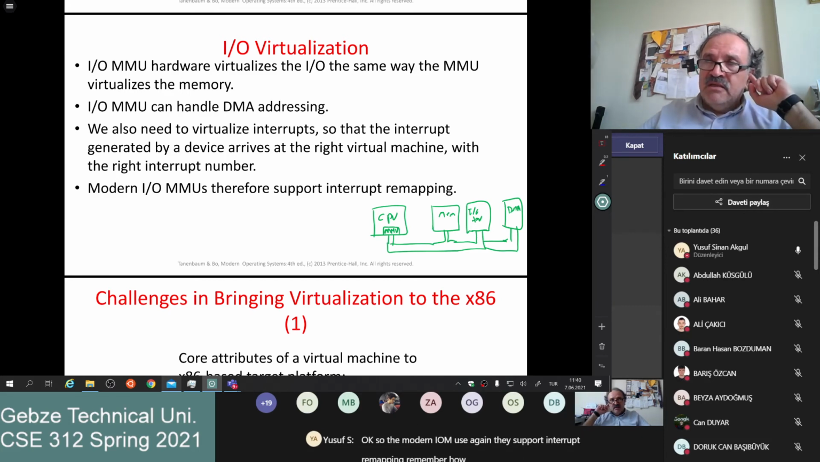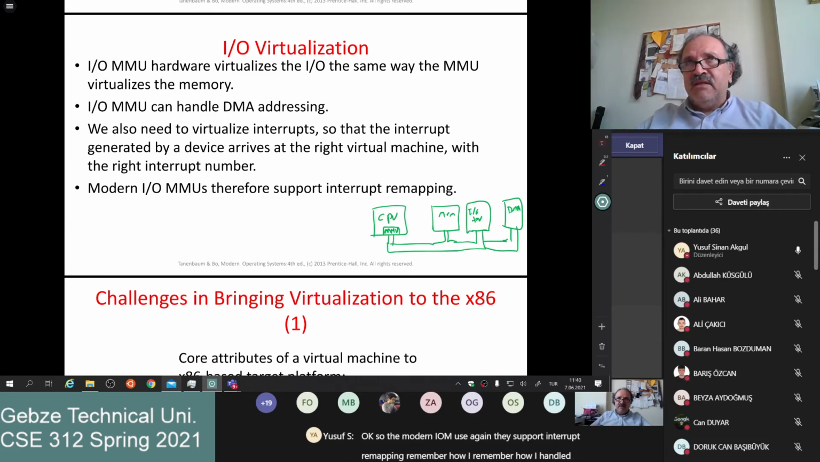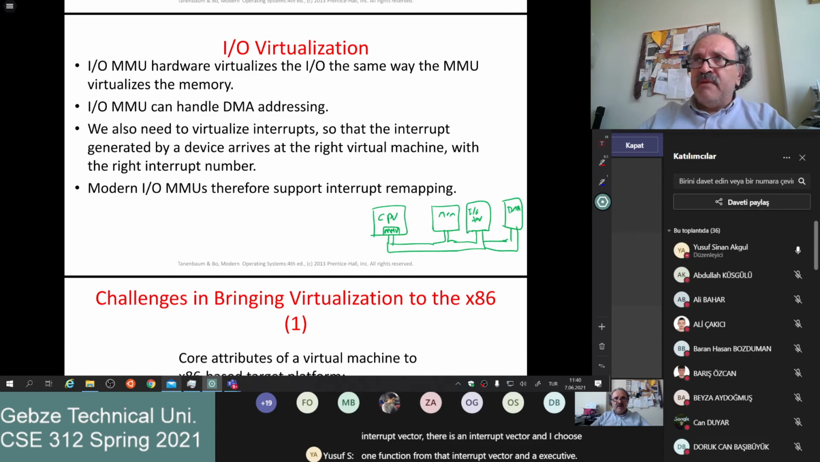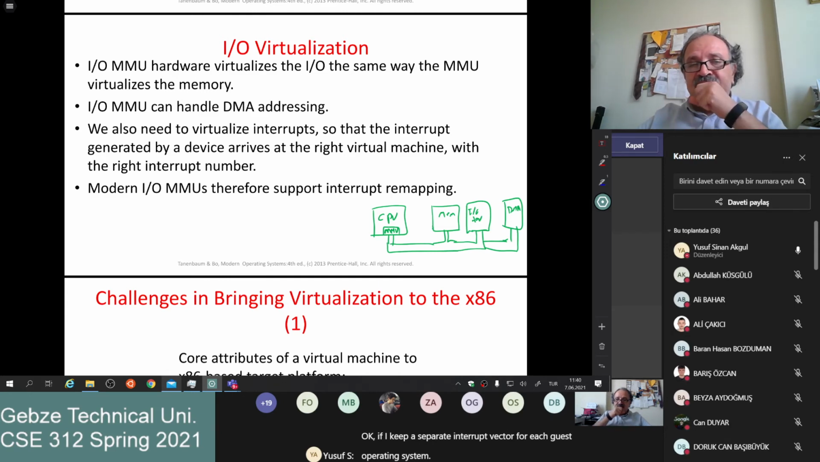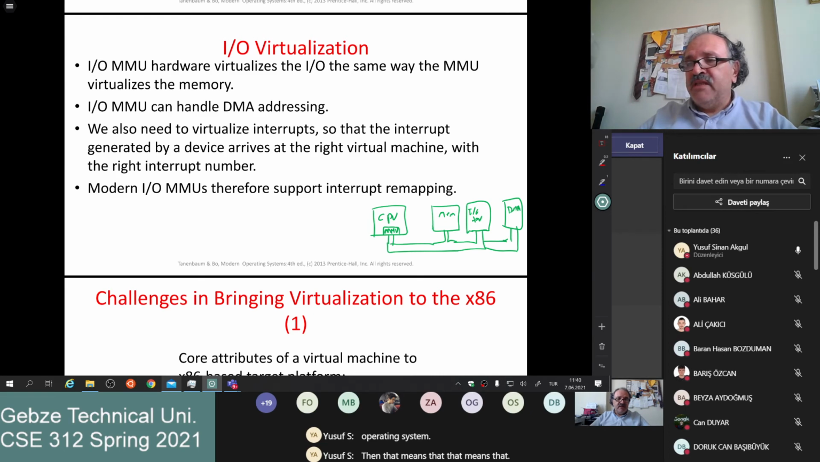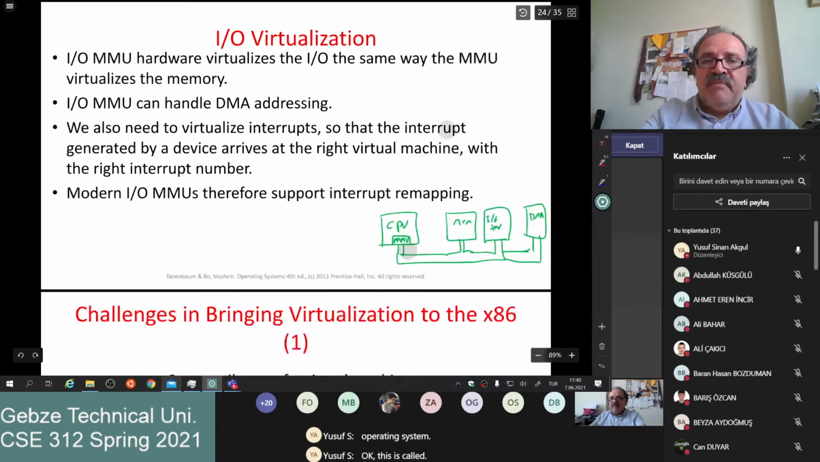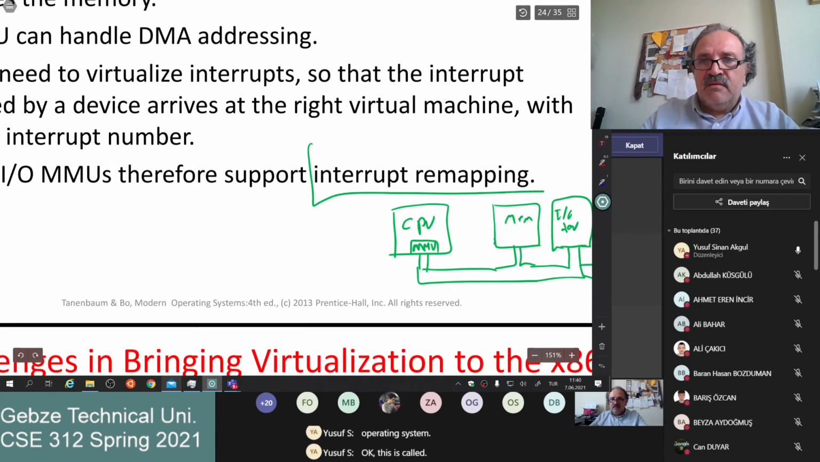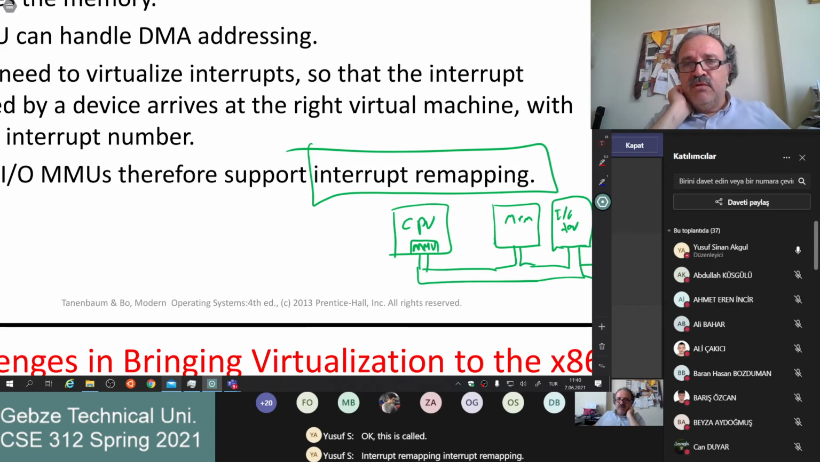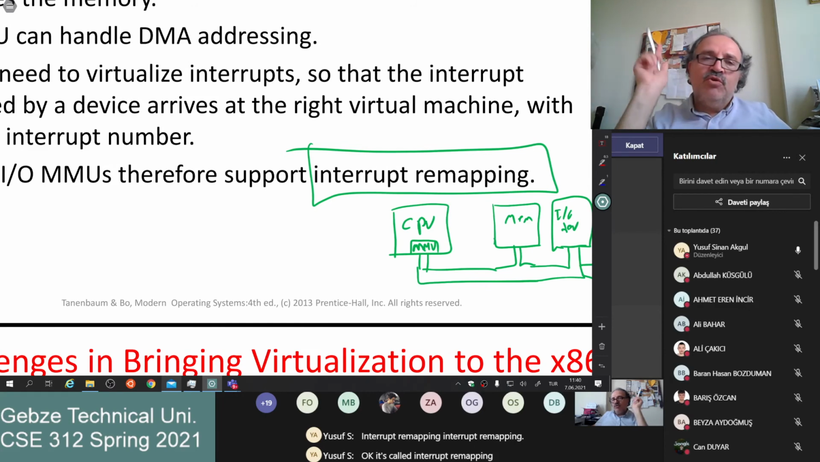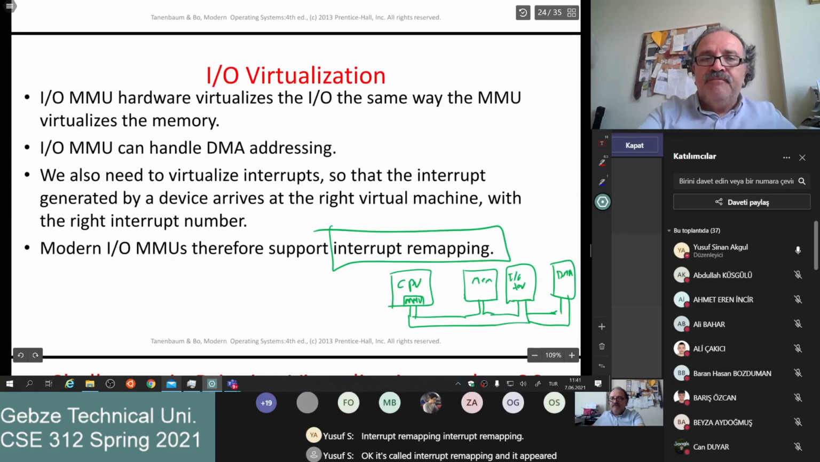Remember how I handled interrupts? When the interrupt happened, there is an interrupt vector. And I choose one function from that interrupt vector and I execute it. Okay, if I keep a separate interrupt vector for each guest operating system, then that means that I can switch between the operating systems freely, and my interrupts are going to be handled nicely between the guest operating systems. Okay, this is called interrupt remapping. And interrupt remapping is going to be handled by the IOMMUs.